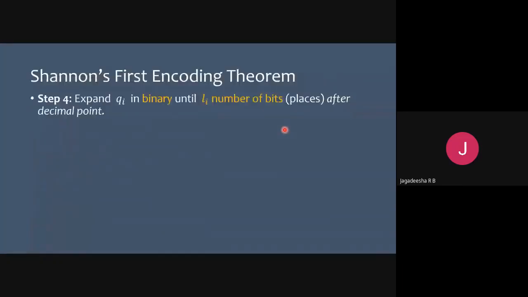You should be very careful here. I mean, you have to make a careful observation here. So the fourth step is expand Qi. Qi means maybe Q1 or Q2, whatever. In general, Qi in binary.